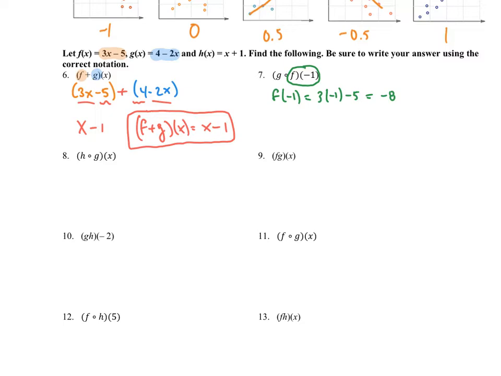And we take that answer and plug it into g. So that answer goes into g. So g of -8. That'd be 4 minus 2 times -8. It helps to drag that number down there. So -2 times -8 is +16. So 4 plus 16, that'd be 20. Writing the answer in the notation, g of f of -1 equals 20.